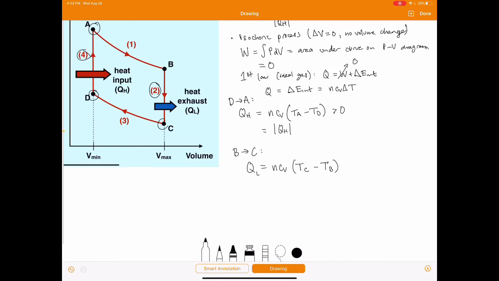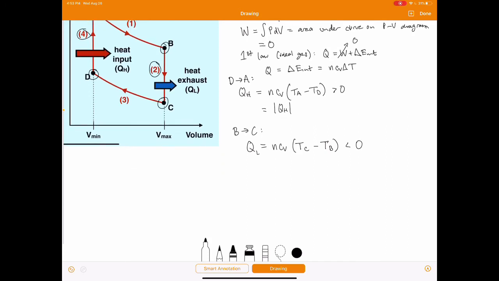Now, the temperature down here at point C is less than the temperature up here at point B. In other words, the gas is cooling off, and the heat is flowing out of the gas, meaning QL is something negative. So if I want the absolute value of QL, then that would be negative nCV times TC minus TB, which is the same as saying nCV times TB minus TC. Just flip the order of terms around, in other words, to make it positive.